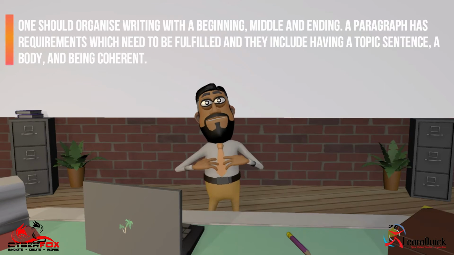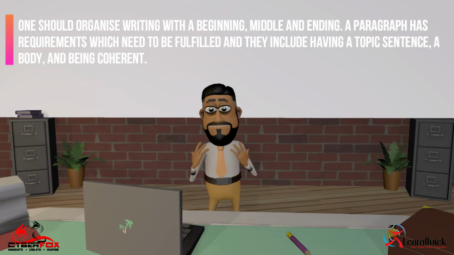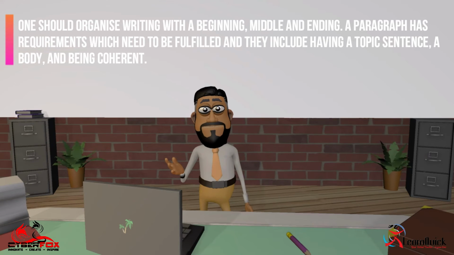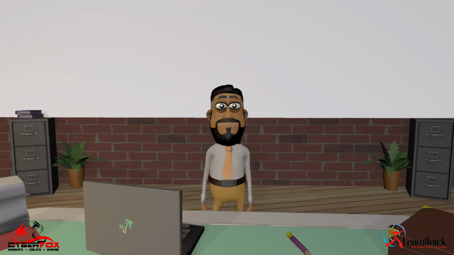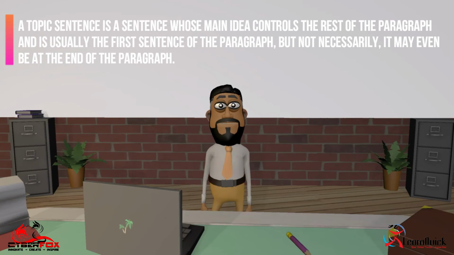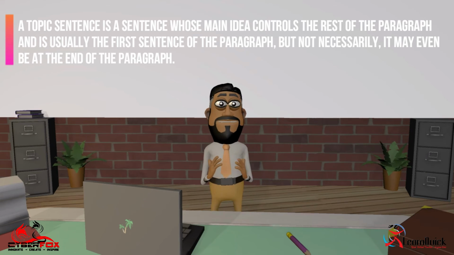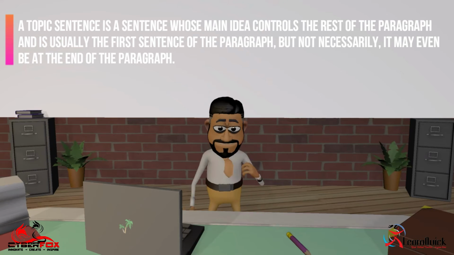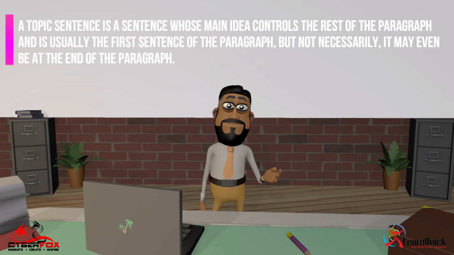One should organize writing with a beginning, middle, and ending. A paragraph has requirements which need to be fulfilled, and they include having a topic sentence, a body, and being coherent. A topic sentence is a sentence whose main idea controls the rest of the paragraph and is usually the first sentence of the paragraph, but not necessarily. It may even be at the end of the paragraph.